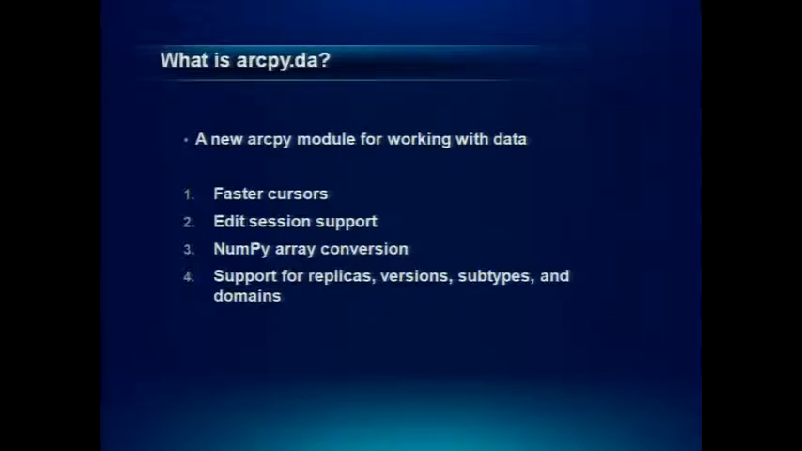At 10.0, there was the ability to take rasters and convert them to and from Numpy. Numpy, of course, is this third-party site package you can add to Python. It's for sort of scientific analysis and working with large arrays really efficiently. And then there's a number of additional classes and functions for working with things like replicas and subtypes and domains.